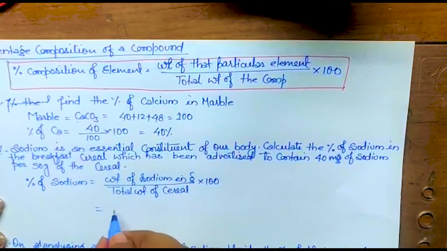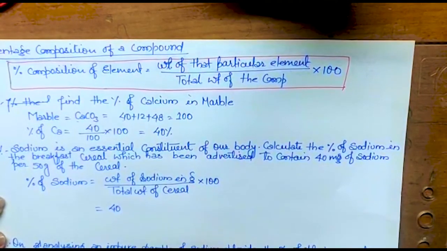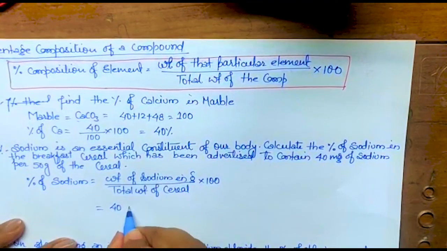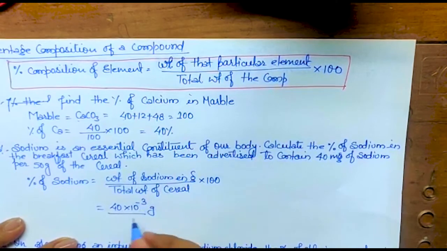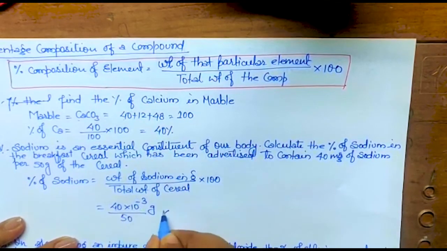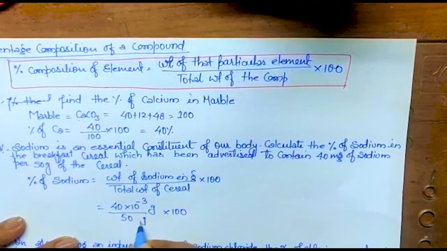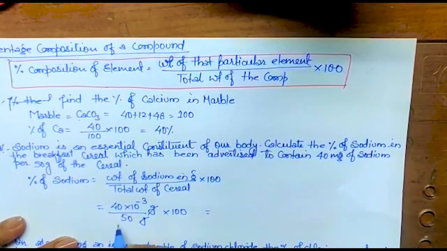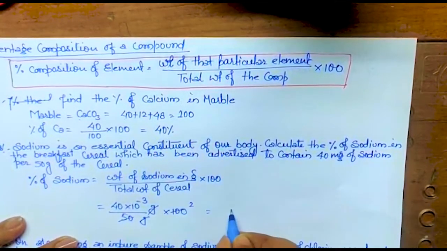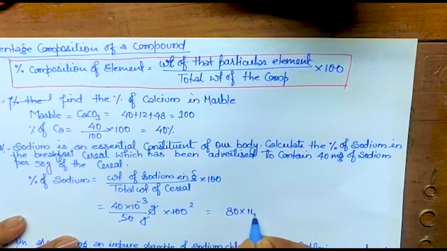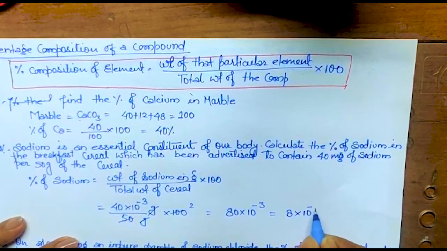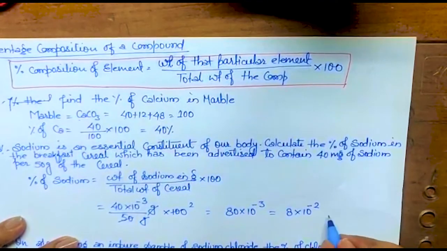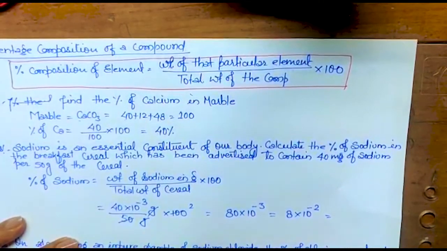What is that? 40 milligram. Let me convert this into gram. What we will do? 40 into 10 to the power minus 3 gram, isn't it? And total weight is 50 into 100. This is gram, so it cancels. And this will be 2. So it will be 80 into 10 to the power minus 3, or you can write 8 into 10 to the power minus 2. Or percentage since it is asked. So what will you write?